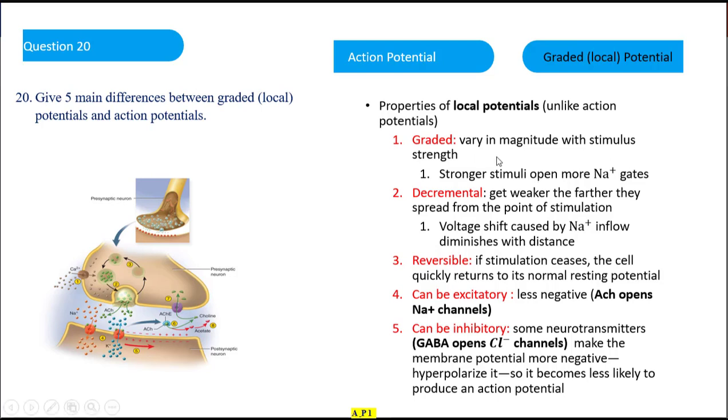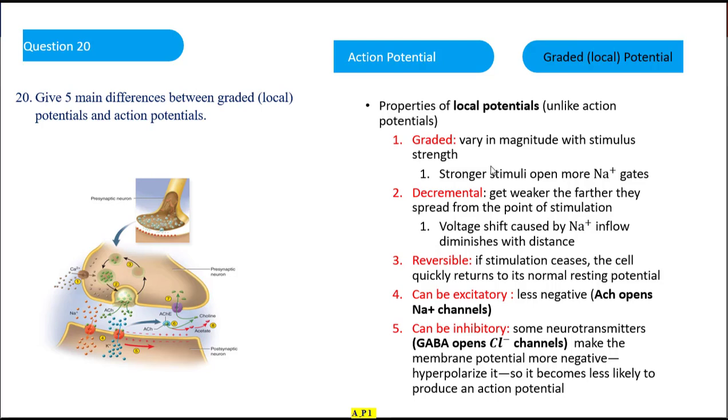Now, they can vary in magnitude. It means that in an action potential, for example, you can either have it or not. It's called the all-or-none response. Either it happens or it doesn't happen in the action potential. But in the graded potential, it can happen a little bit. So you can have different magnitudes of the stimulus. That's the first difference between graded potential and action potential.